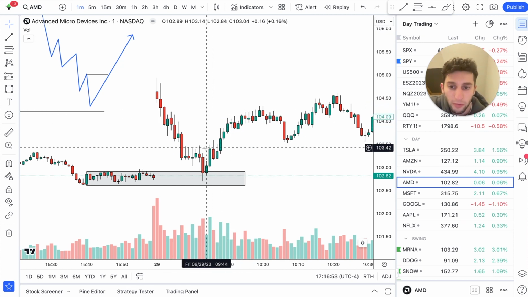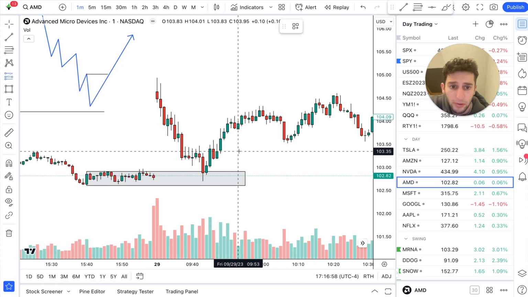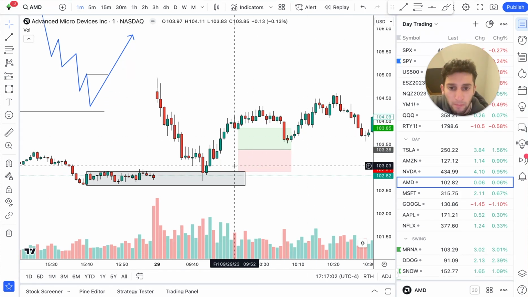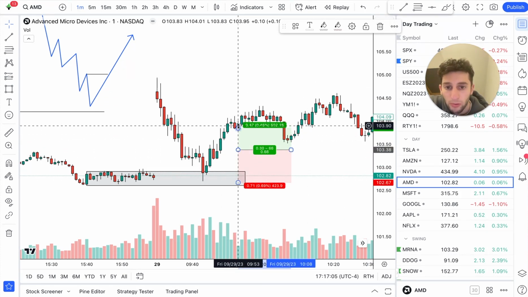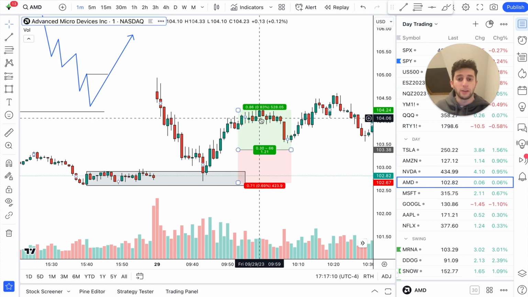After I saw price break above this 1-minute supply zone, to me, that was confirmation to get in. So we got in with options. I believe I got the 103 calls expiring that Friday. So I put my stop at the lows, targets a little over 101, took out these liquidity highs, and ended up profiting, taking profit up here.